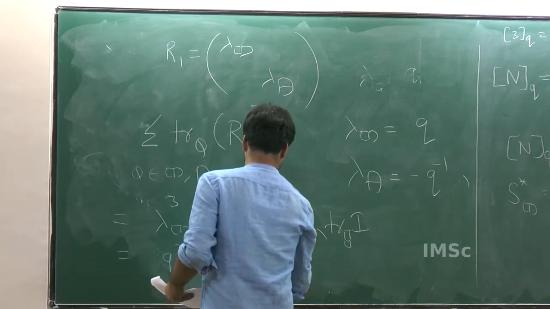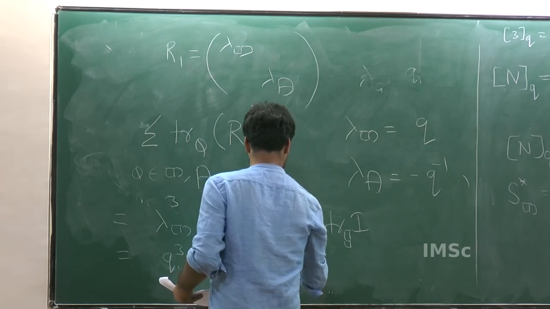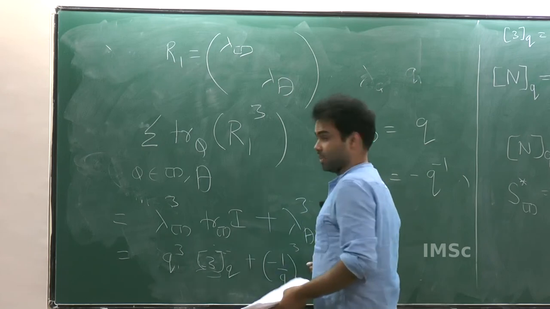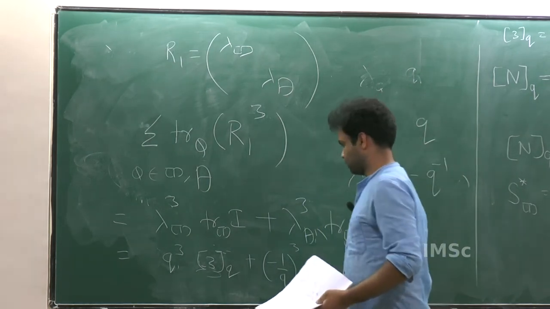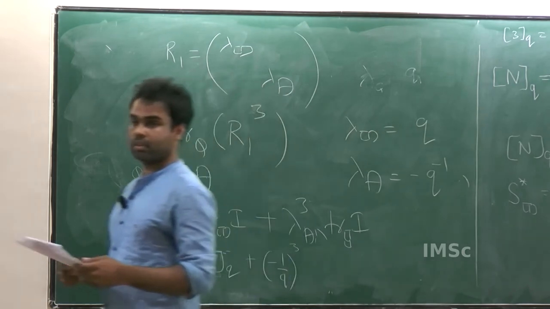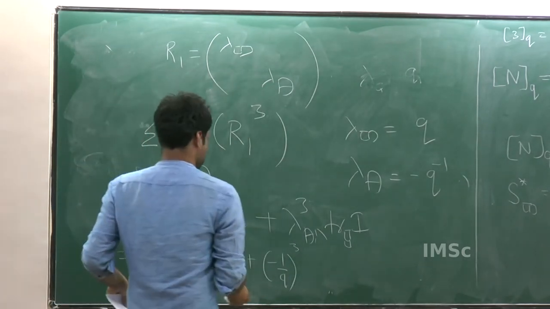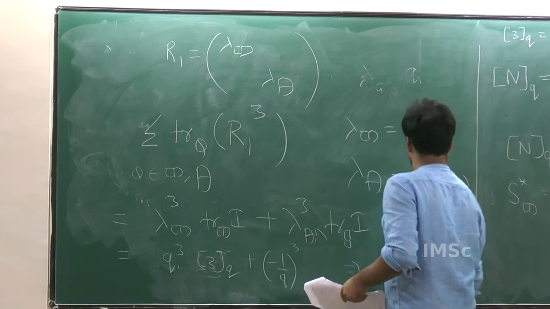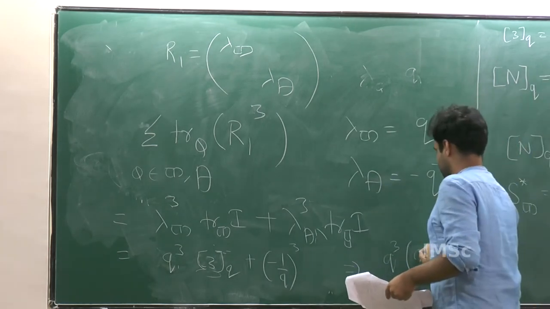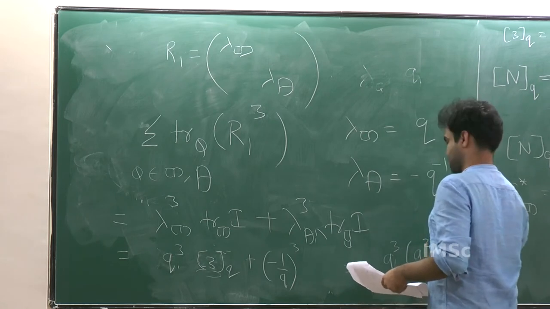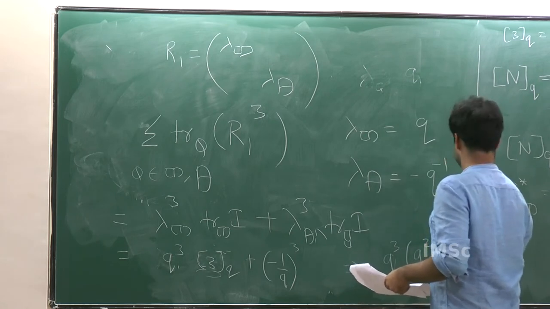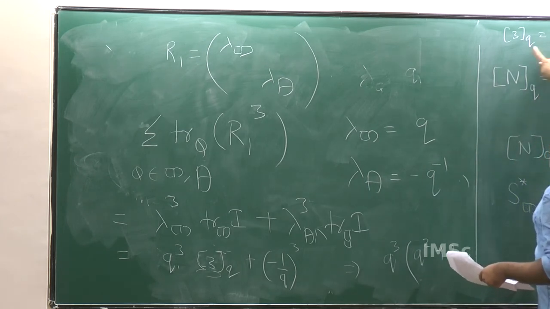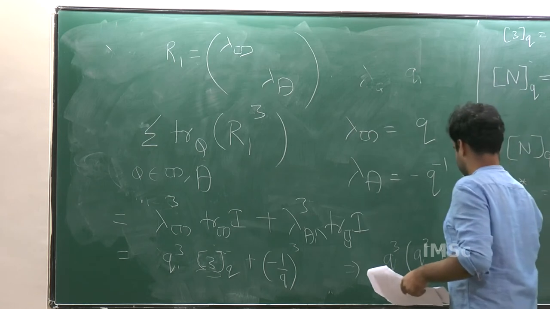Plus 1 by q to the power 3. And what is the dimension for this? SU2 is just a singlet. It is 1. That's it. So, yeah, you can check q to the power 3. And q number 3 is nothing but q square plus 1 plus q to the minus 2. Oh, yeah, so if you put q tends to 1, then it is 3, a classical number. Yeah, that's fine, thanks.